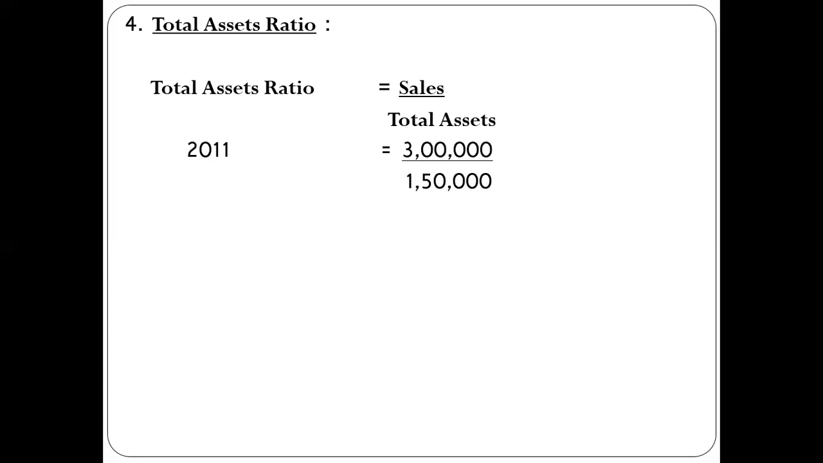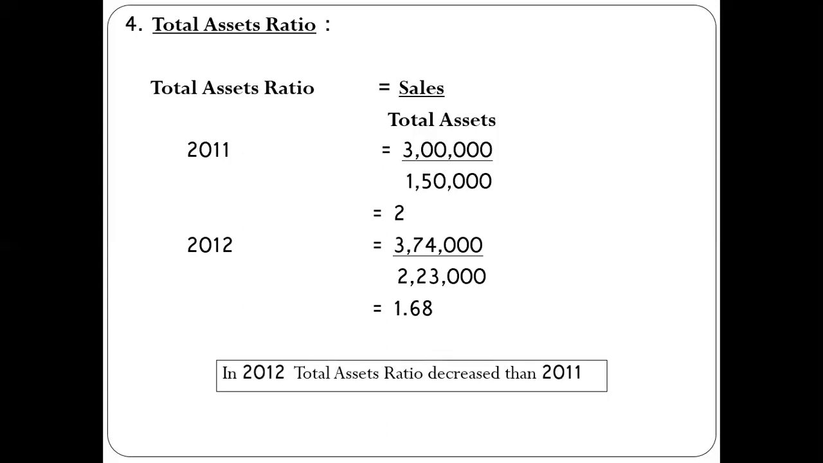1 lakh is total assets and fixed asset 50,000 is already given in the sum. So total assets will be 1,50,000. So the ratio will be 2. In 2012, it is 3,74,000 divided by 2,23,000. So the ratio will be 1.68. So here in 2012, the total asset ratio decreased than 2011.